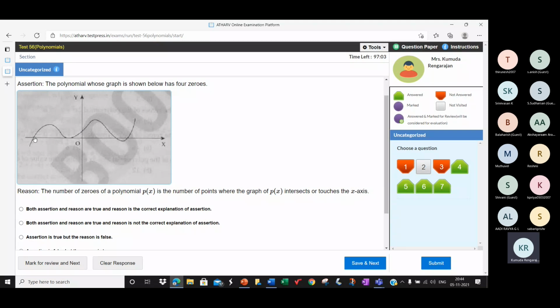So 1, 2, 3, and 4. 1, 2, this one, 3 and 4. So this graph is not a parabola. This is just a curve. A parabola is only in the case of a quadratic polynomial.